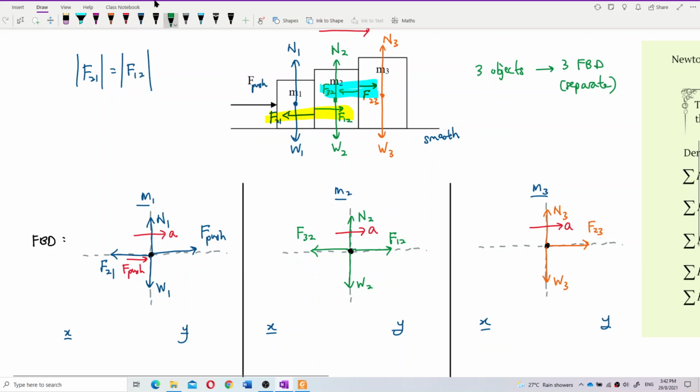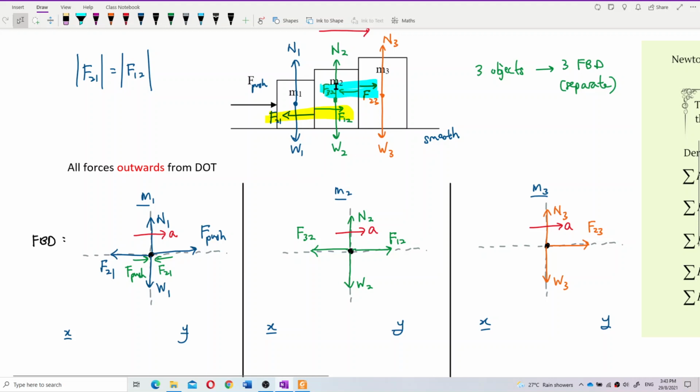Remember, all forces must be outwards from the dot, cannot be inwards to the dot. So this pushing force, I drag it over. Don't draw it at the left hand side, draw it at the right hand side. Same thing goes for the blocking force from mass 2, F21. In other words, you cannot draw like this: the pushing force over here, and then the F21 over here. Cannot. Don't draw like this.